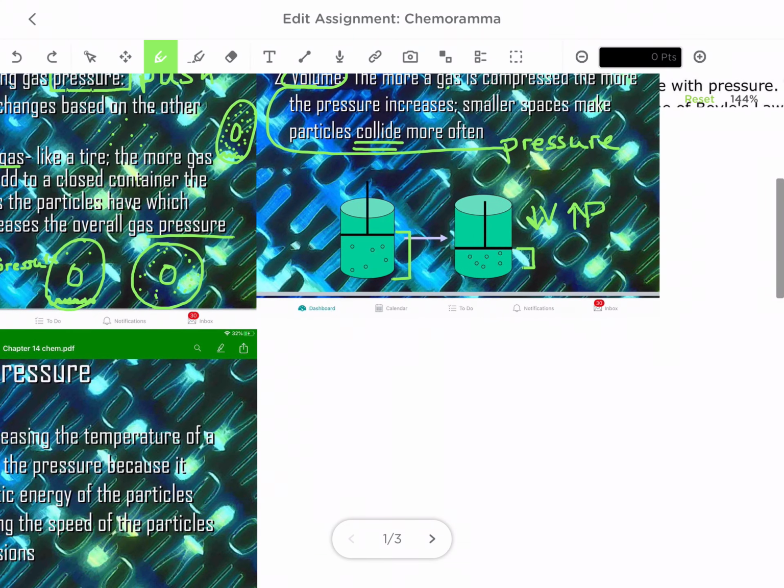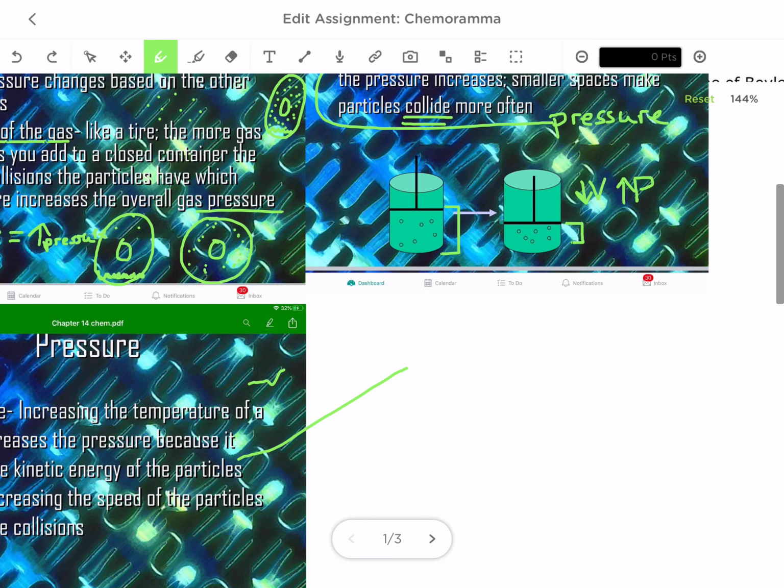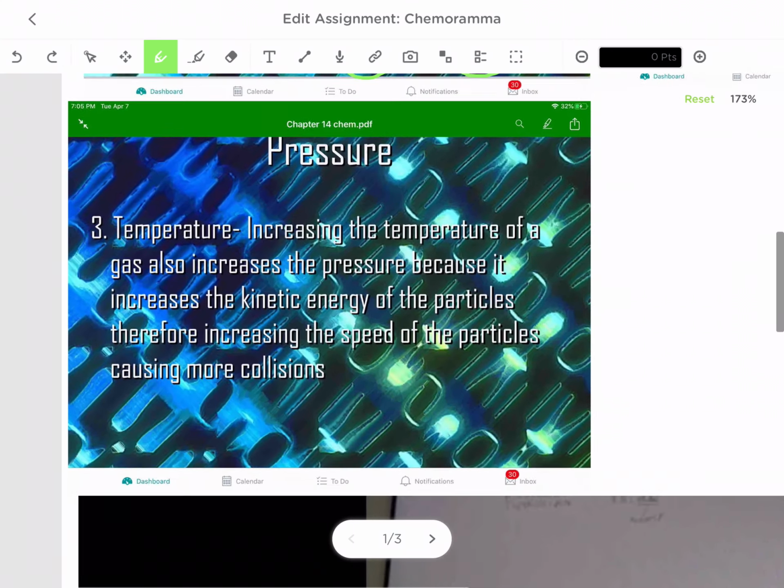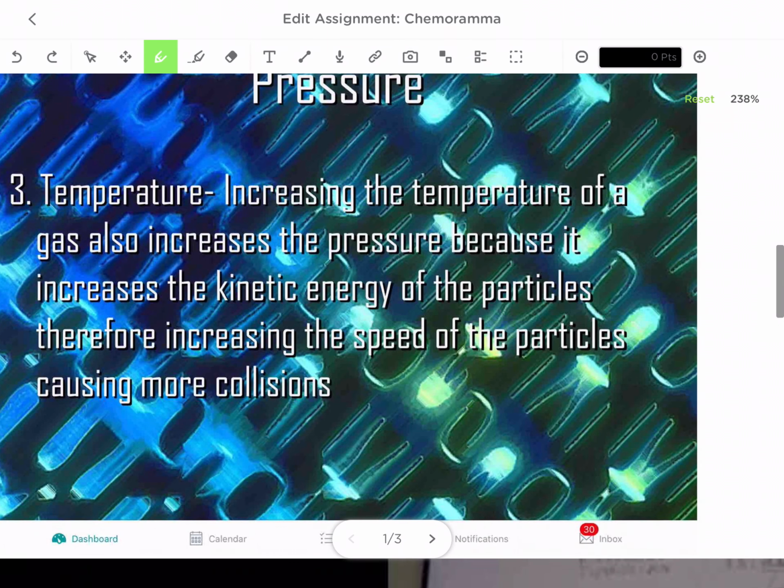Let's look at the next one. Okay, let's look at temperature.